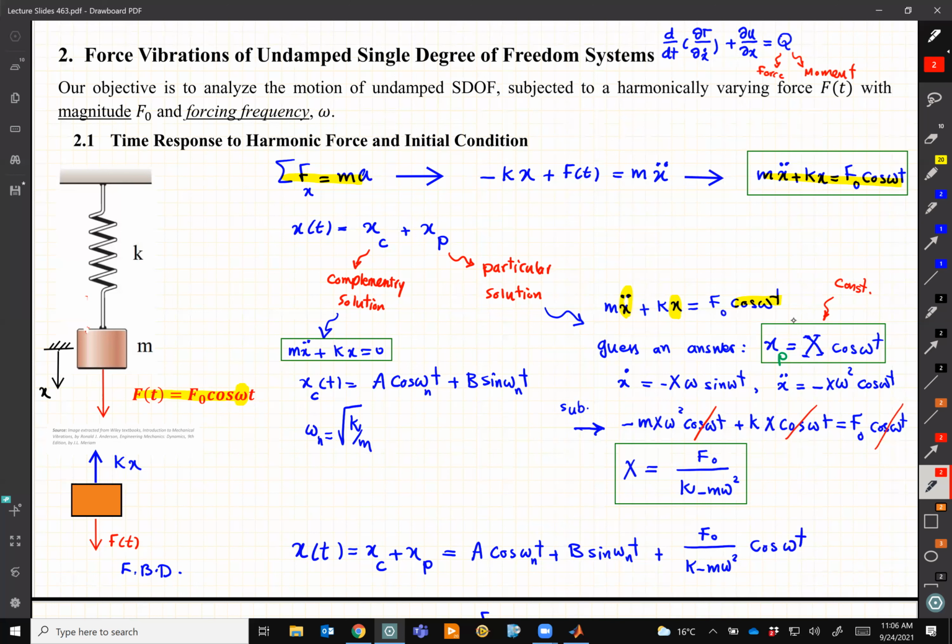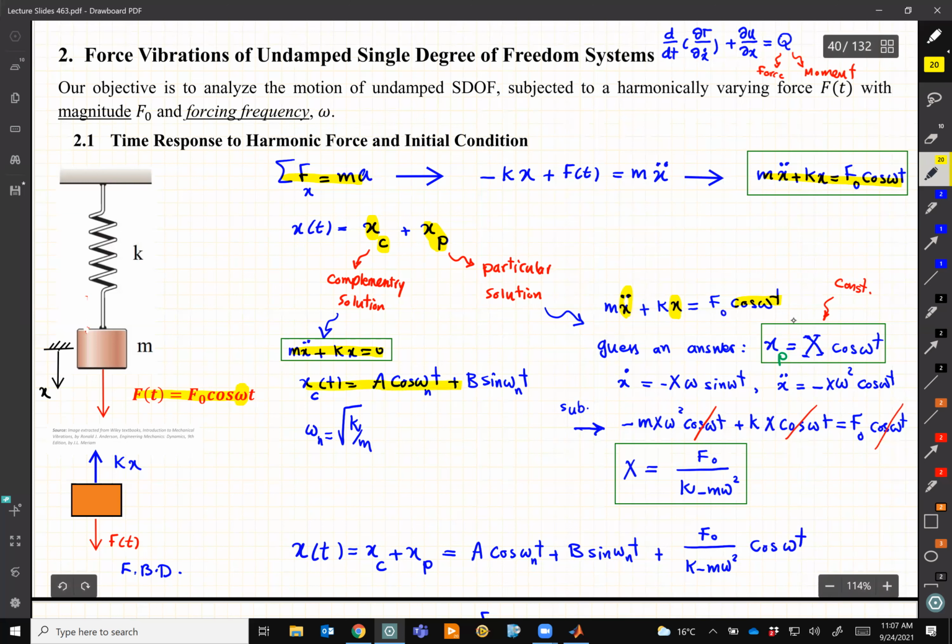But let's continue with the solution that we got last day. We said that this equation is second order and it's non-zero, so we have F0 cosine omega t. To solve it, our solution has a complementary solution, xc, and a particular solution, xp. The complementary solution is for when we set the right side to 0. Just a refresher for you, if you had your differential equations math course a long time ago. And we guess an answer.